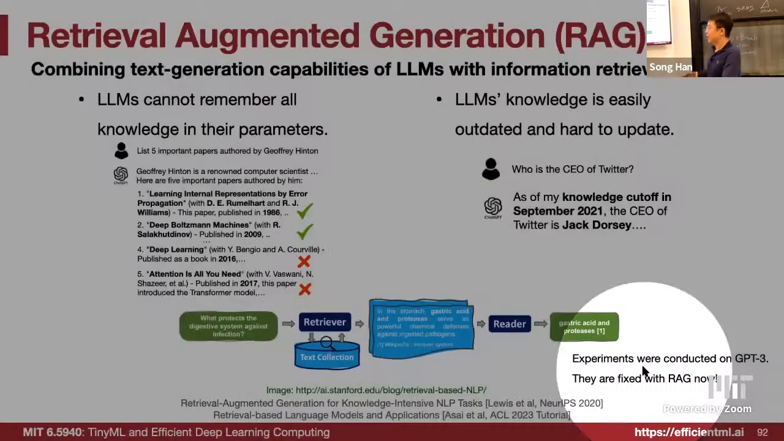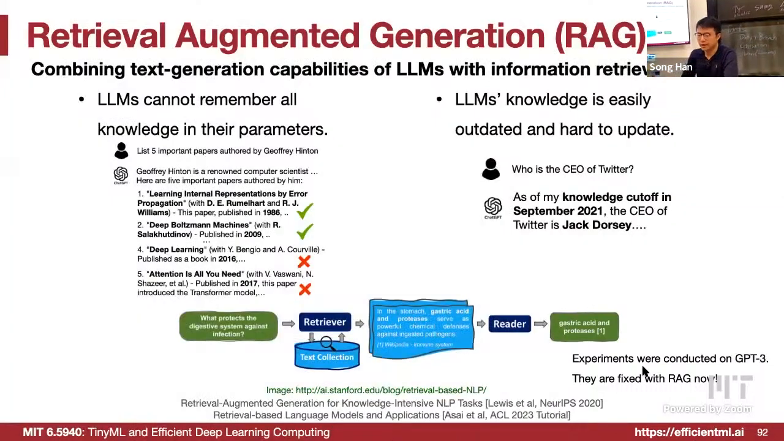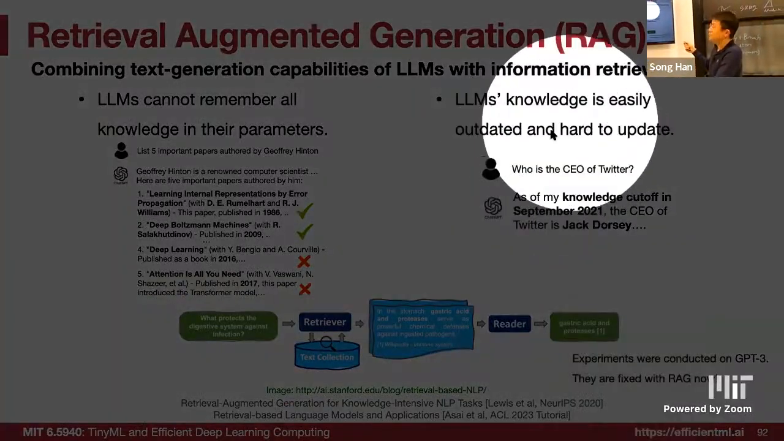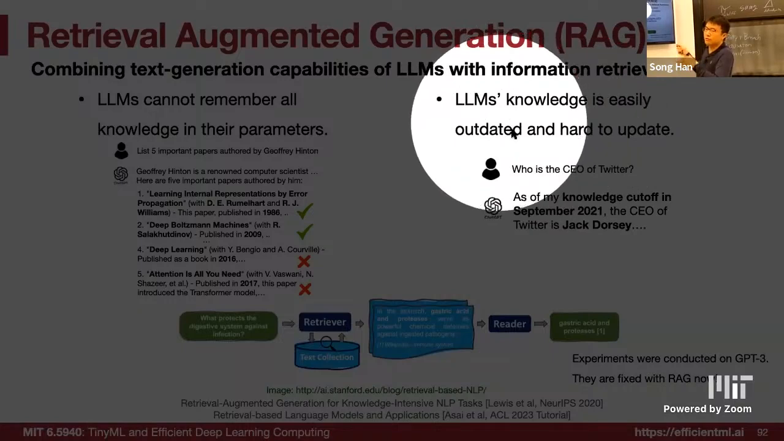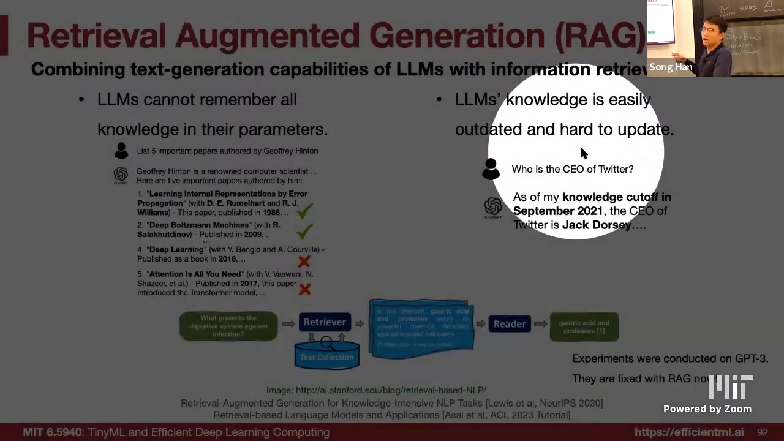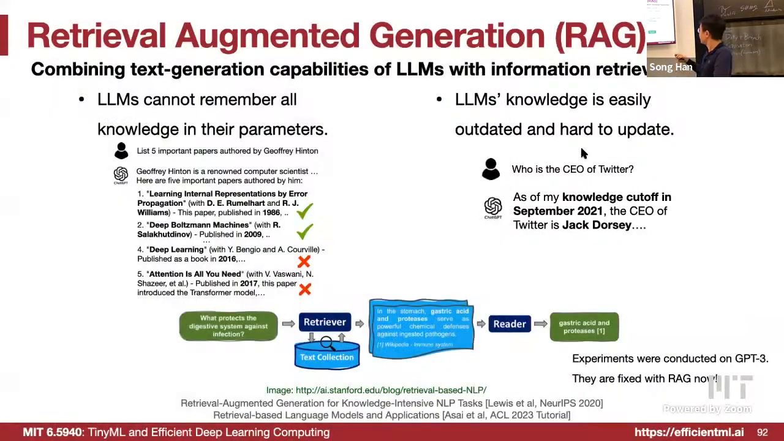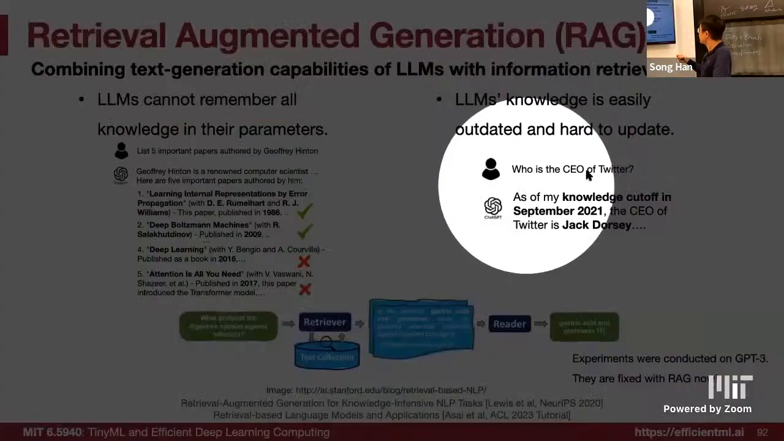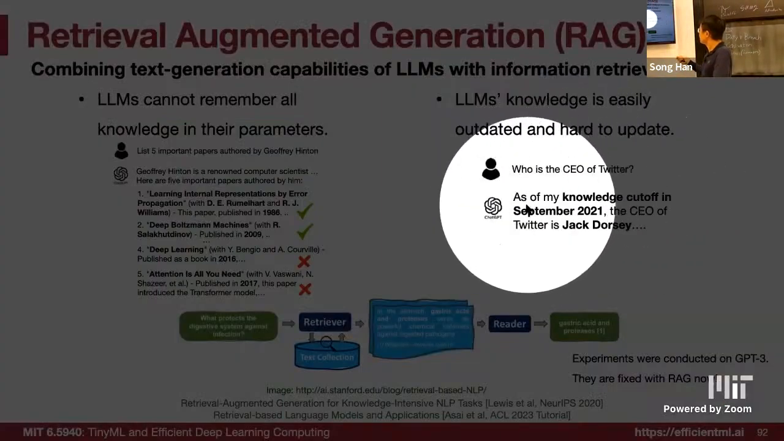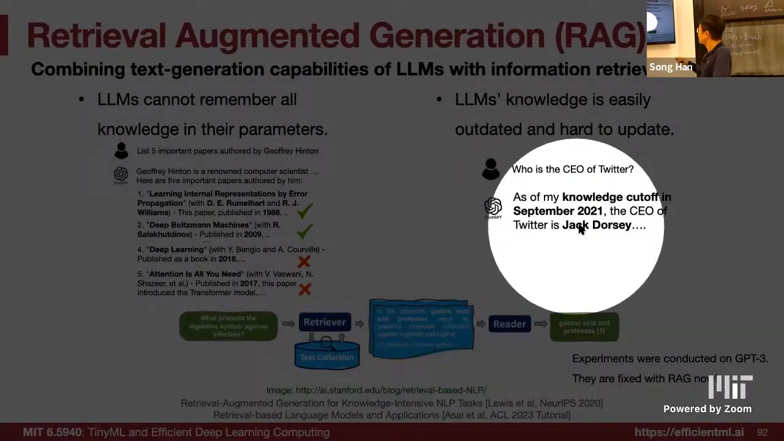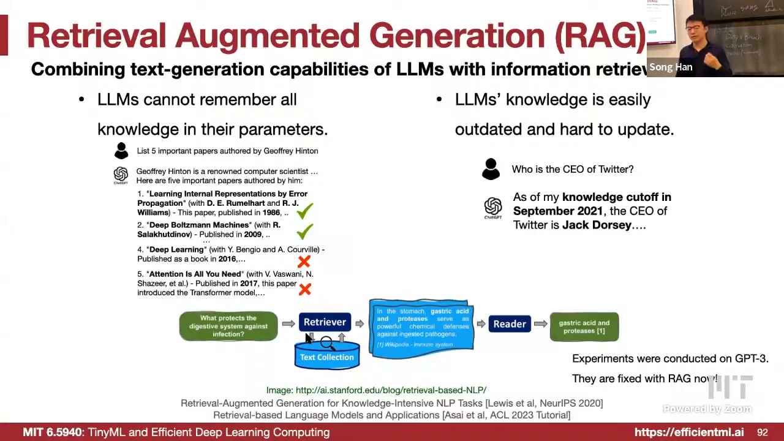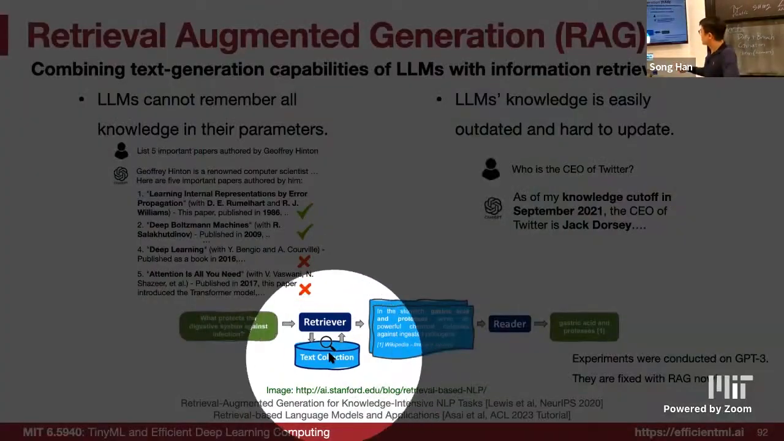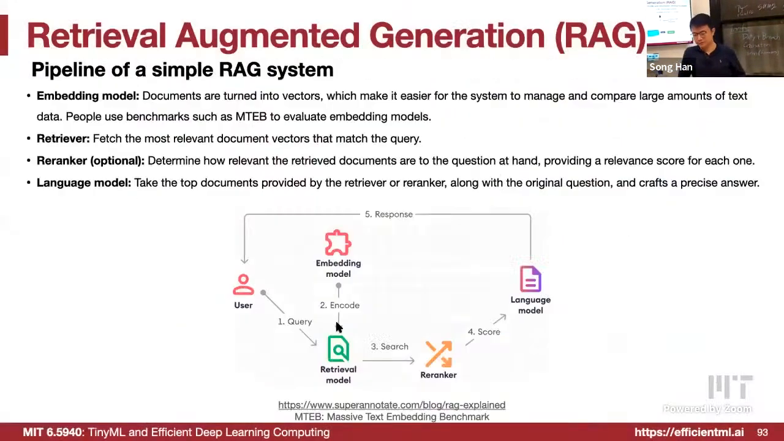Okay, so this is another way to add new knowledge, because the LLM's knowledge is easily outdated. Okay, you train a model, there's a cutoff time, and all the new information after that particular date will be outdated, right? For example, asking who is the CEO of Twitter, as of the knowledge cutoff in September 2021, the CEO of Twitter is Jack Dorsey, no longer the truth, right? So with retrieval augmented generation, you just need to update the database. You don't need to update the large language model.